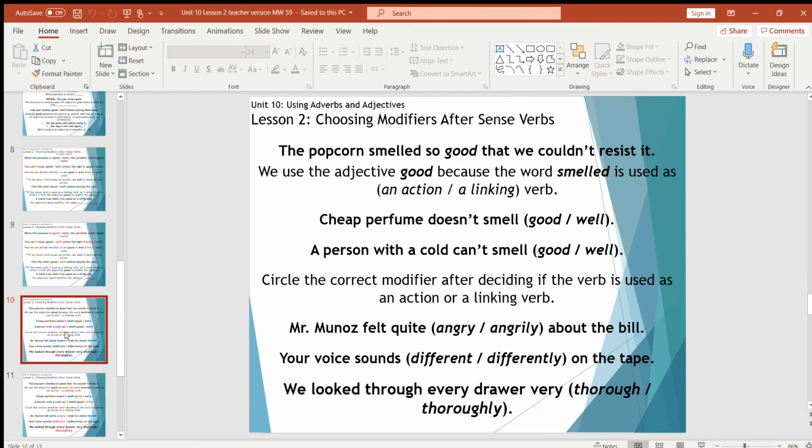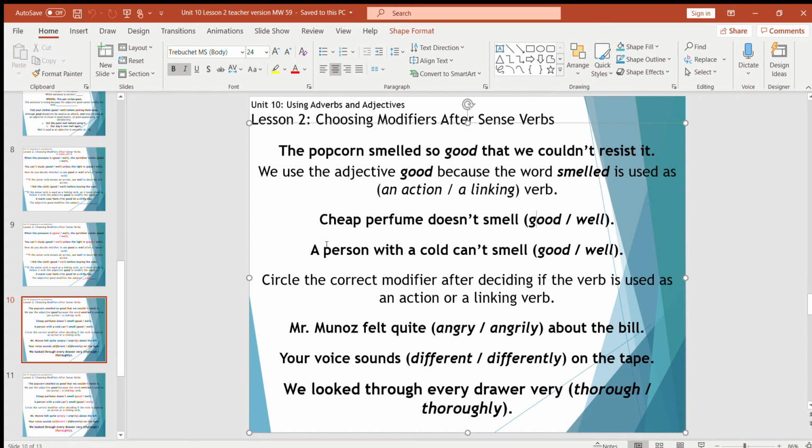So the popcorn smelled so good that we couldn't resist it. We're going to use the adjective good because the word smelled is either an action verb or a linking verb. Think: either the popcorn is physically smelling something or it just is good. It just is good, so it's a linking verb. Cheap perfume doesn't smell good or well. Either the cheap perfume is physically smelling something, in which case it's doing it well, or the cheap perfume is something, in which case it doesn't smell good. Which one? Good. It just isn't good.